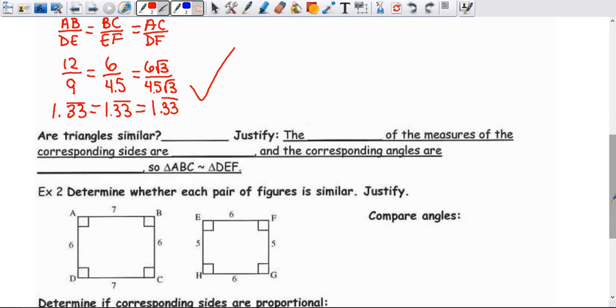Okay? So are the triangles similar? Yes, and the justification would be that the ratio of the measures of the corresponding sides are equal. So the sides are proportional, but the ratios of those sides would be equal. Like one side was 12 and one side was 9, so those weren't the same length, but in a proportion with the other ones, all the ratios were equal. And then we looked and our corresponding angles were congruent. And that makes triangle ABC similar to triangle DEF.